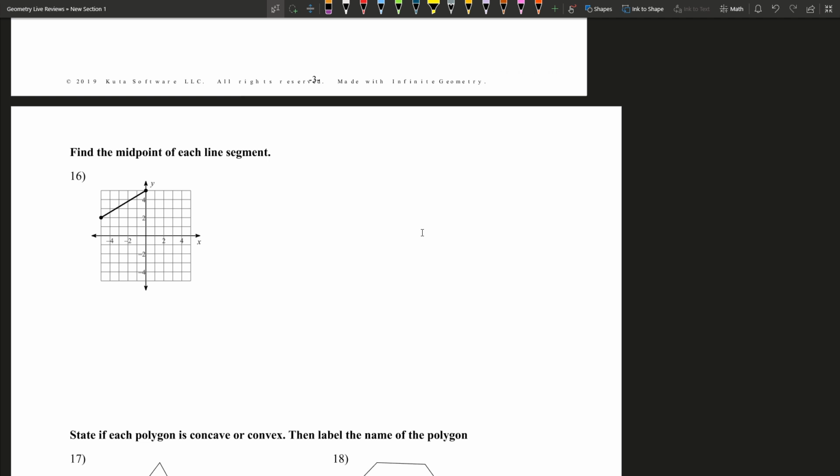Okay, number 16, midpoints. A midpoint is just the average in the x's and the average in the y's. So the midpoint of any two points is the average in x's and the average in y's.